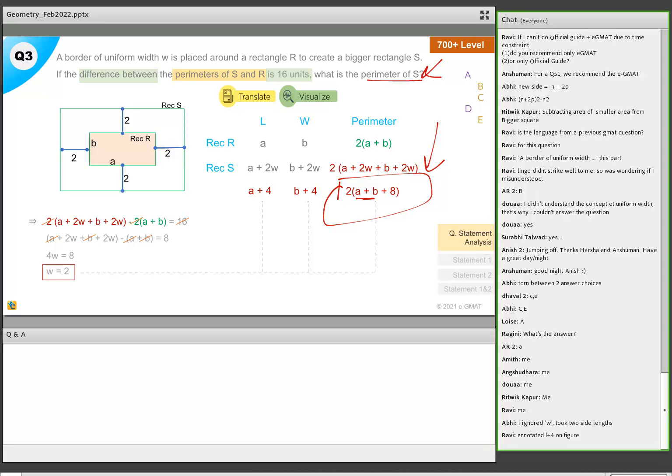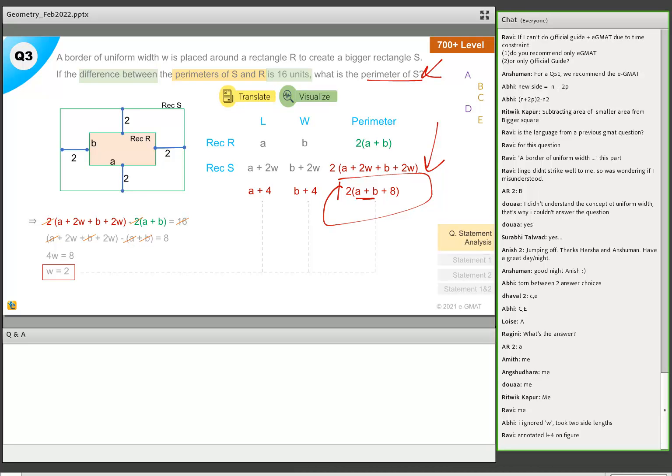Did you reach this before you went to statement 1? That's the first question. Because if I look at the answer choices, most of you did not actually choose the correct answer, which is option D. So many of you did not figure this out. So I have to ask. Abhi says, I ignored W, took 2 side lengths.